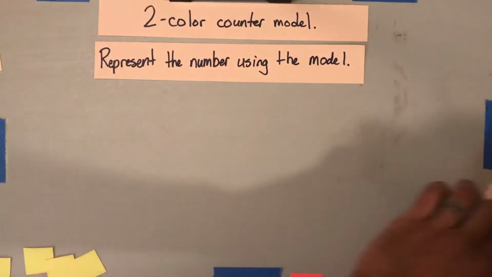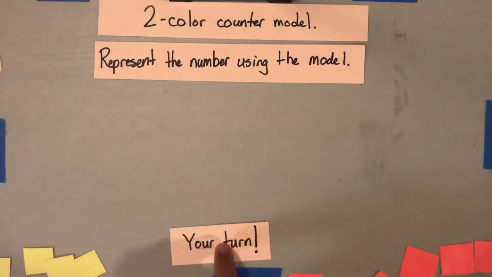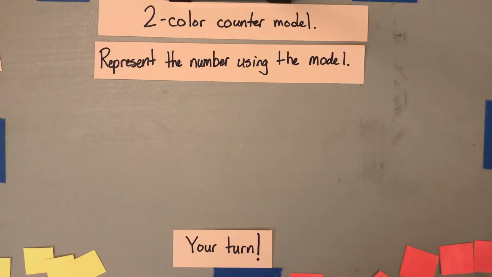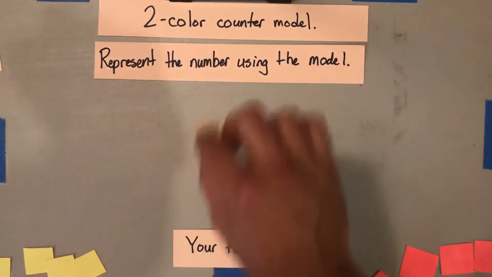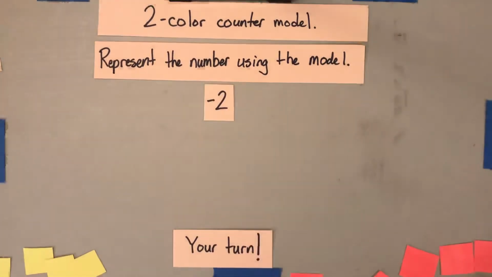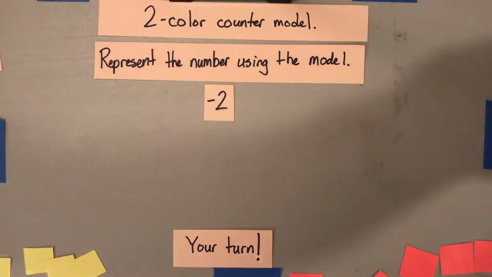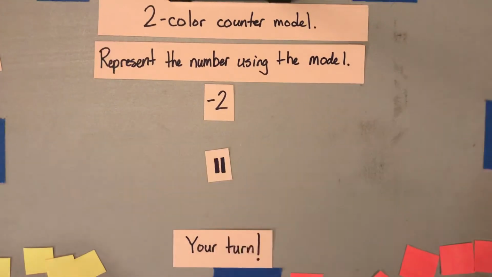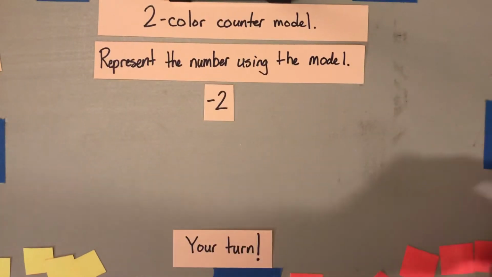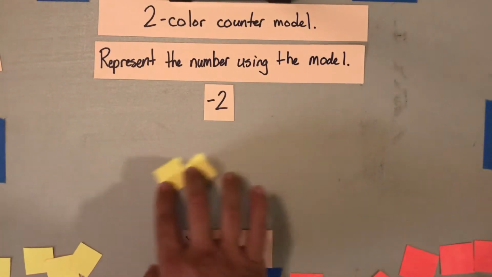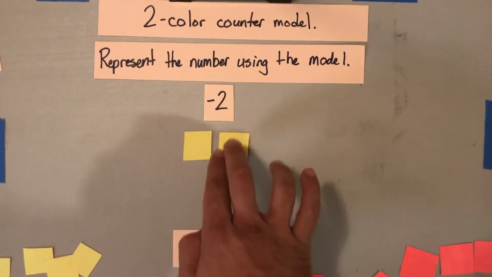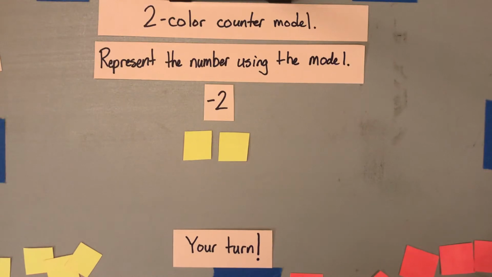Okay, so now it is your turn to practice. I would like for you to model the number -2 using two colored counters. So please pause your video and return when you are done. Thank you for pausing. Here is how we represent -2 with two colored counters.